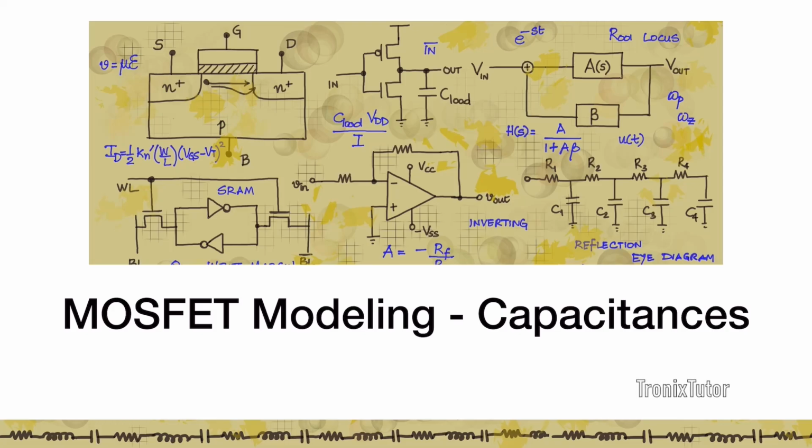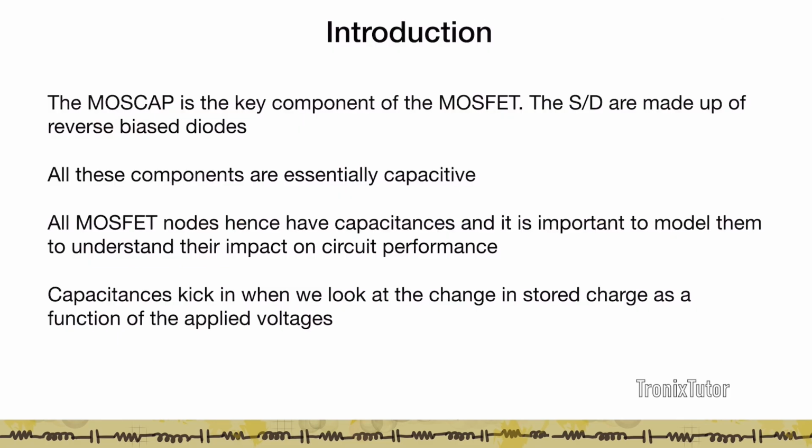Hello, in this video, let's discuss a little bit about the capacitances in the MOSFET. As we discussed, the MOSCAP is a key component of the MOSFET. The source and drain in the MOSFET are made up of reverse-biased diodes. Now all these components are essentially capacitive.